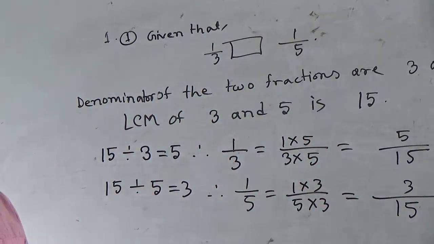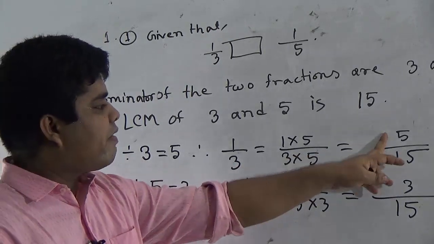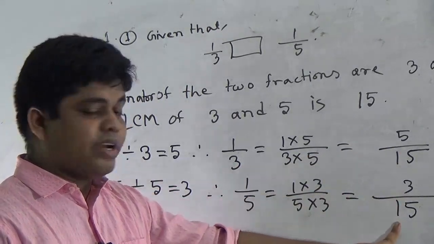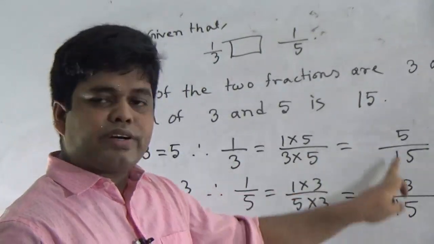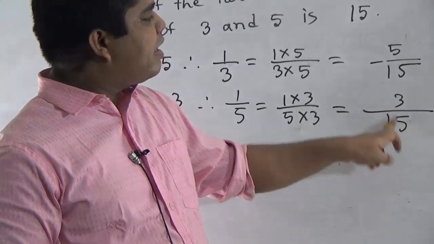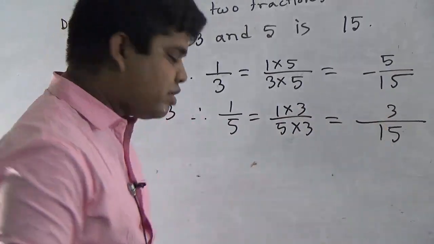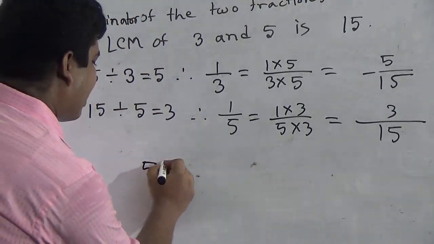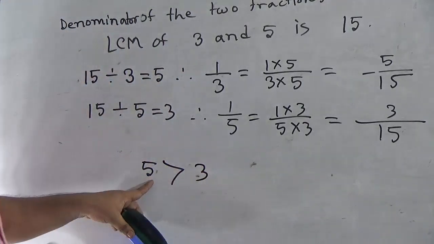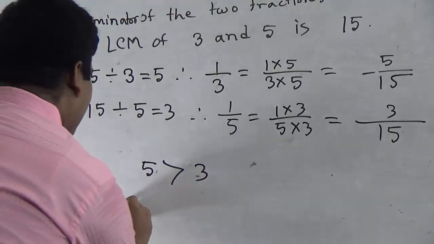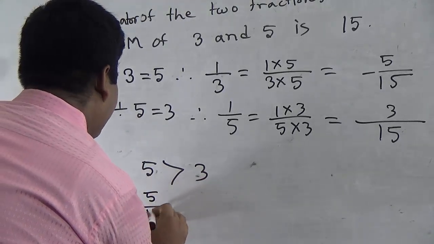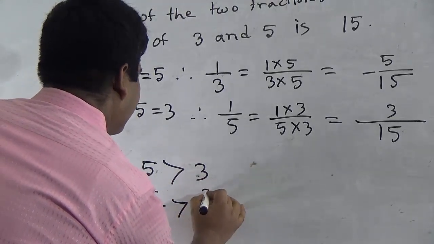Now we shall take a decision which number is smaller and which number is larger. So here 5 by 15 and 3 by 15. My dear students, notice the denominators are the same, but the numerators are different. 5 is greater than 3. So we can write 5 greater than 3. So we can write from this 5 by 15 greater than 3 by 15.